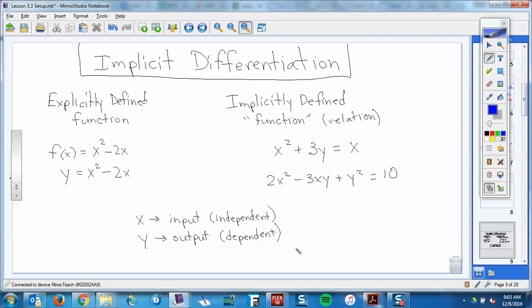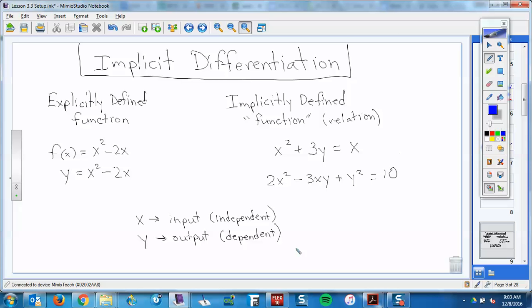Normally when we deal with a function, they are explicitly defined. They are right there in front of you, plainly stated. That's an explicitly defined function, and that's what we're used to seeing. X is the input, sometimes called the independent variable. Think about when you're doing a table, you can plug in anything you want for X. That's independent. And then the Y, the output, is the dependent variable because it depends on what you put in for X. The output depends on what the input is.